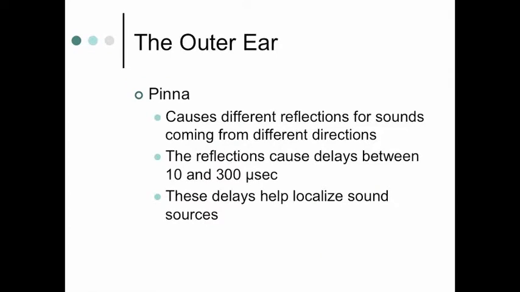Okay, so the outer ear, the pinna, causes reflections of sound coming in from different directions, which is these ridges. These reflections cause delays between 10 and 300 microseconds. Microseconds is 10 to the minus 6 of a second. Very, very small delays. But these delays help us to localize different sounds. So I know somebody over here just cleared their throat, the door just opened over here. That's localization of sound because I know where it's coming from. Even behind me, I can localize it.